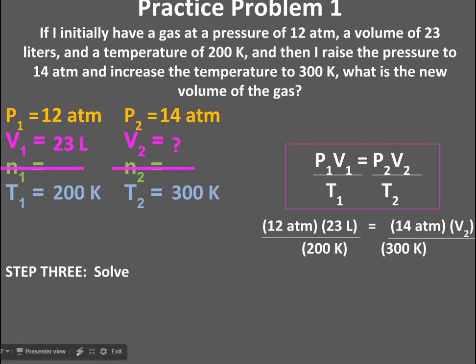All right, so once you have this out, you can do all the math in your head if you want. I like to just kind of show a little bit. So I would take 12 times 23 divided by 200 gives me 1.38. 14 divided by 300 gives me 0.046. Divide both sides by 0.046 gives me 30 liters for my new volume.